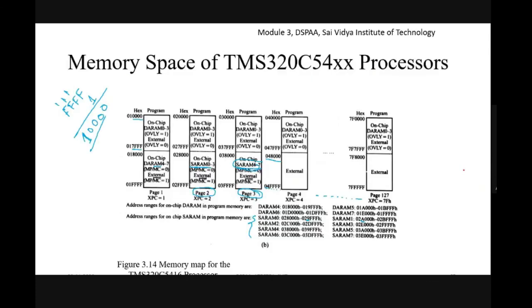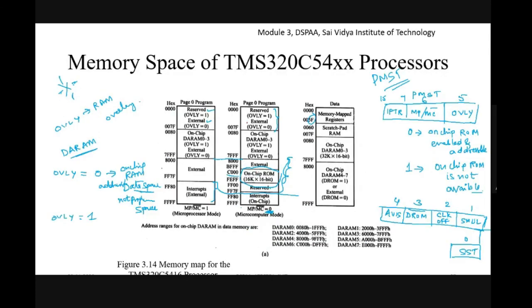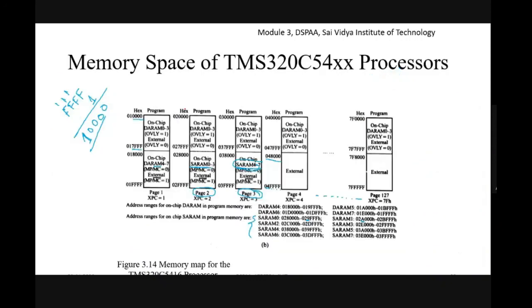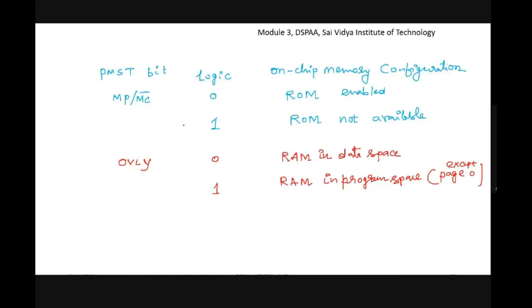In the diagram also I explained, except in page 0. See here, even though the OVLY bit is equal to 1, we have mentioned that it is reserved. But in the next figure, if the OVLY bit is equal to 1, it means dual RAM is there. In all the pages except page 0, we have RAM in the program space.